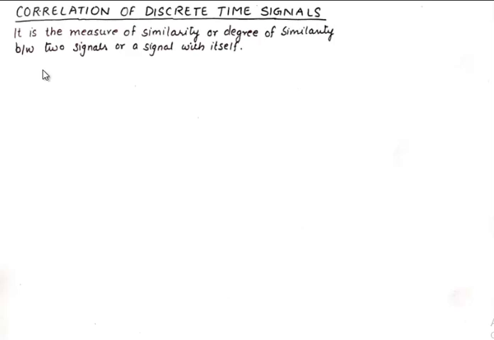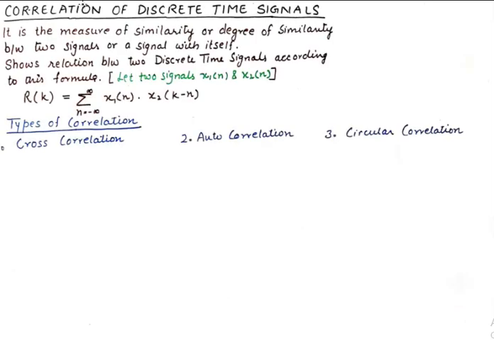Now, if we talk about the types of correlation, we have three types of correlation: cross correlation, which is going to be the correlation between two signals x1 and x2, and autocorrelation will be the relation between the signal with itself, and I'll show you how you take the inverted version of the signal to find the relation with itself. And then the circular correlation is the third case.